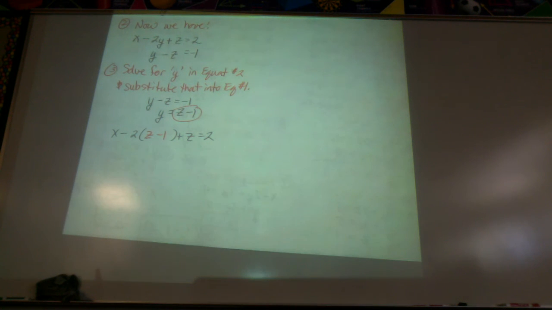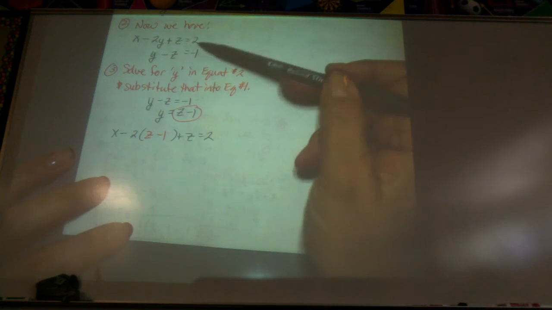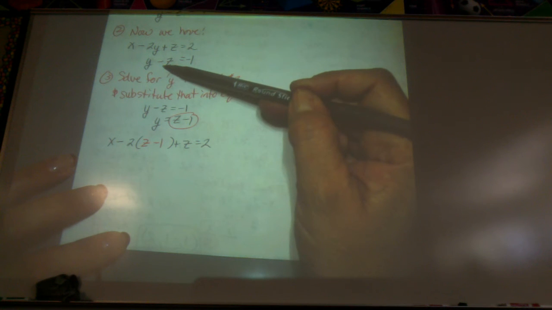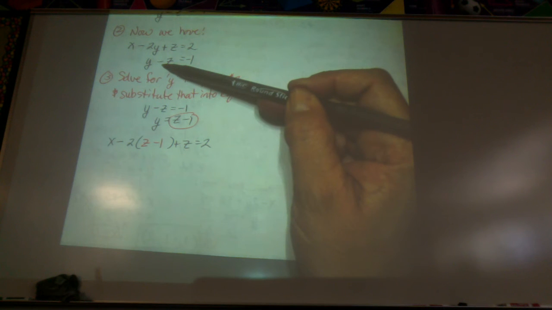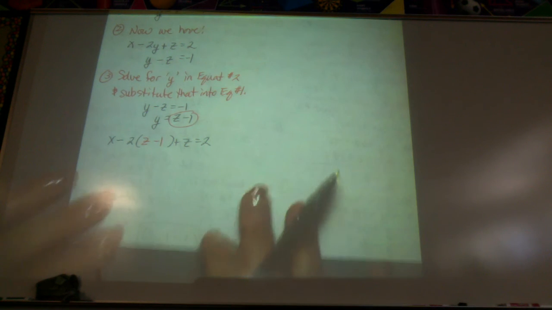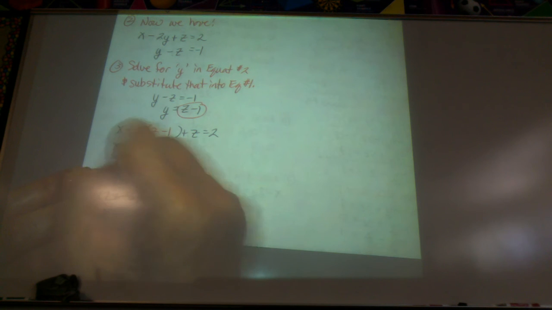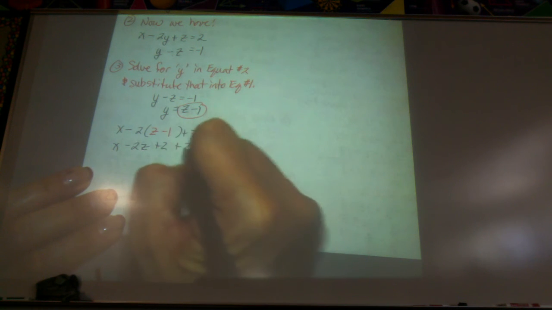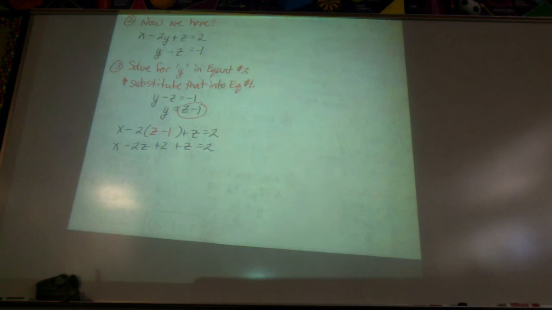And the reason for that is I'm trying to get a z, correct? So now I've introduced, because if I look at these two, if I try to add these the way they are, won't my z's cancel out? And then I'm left with one equation and two unknowns, which isn't very helpful. So here I end up getting x minus 2z plus 2 plus z equals 2. And I'm sorry, my z's and 2's look alike. That's a 2.